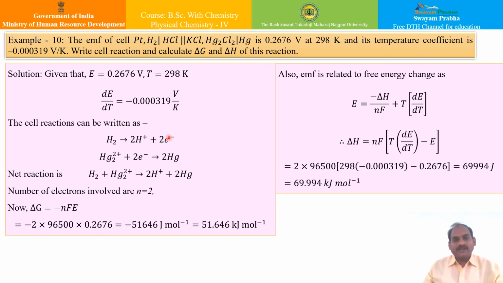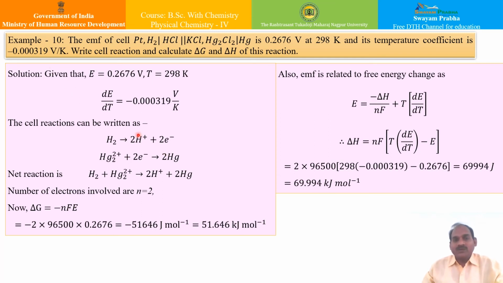So similarly, let us have a look at one type of numerical which can appear. In this numerical, what is given? The standard hydrogen electrode is connected with the Kelvin electrode, and the EMF of the cell is given as 0.2676 volt at 298 K. This is the cell reaction involved, and its temperature coefficient is also given, that is minus 0.000319 volts per Kelvin. Okay, so it is given in volt per Kelvin.